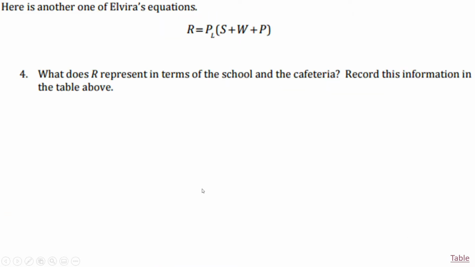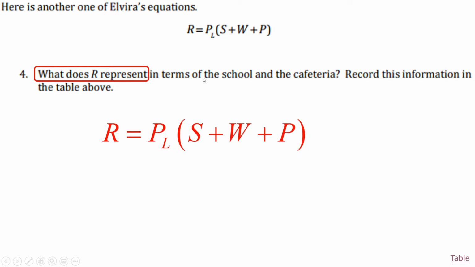Here's another one of Elvira's equations. Oh, look, and they're using subscript notation there too. R equals P sub L times the quantity S plus W plus P. What does R represent in terms of the school and the cafeteria? Record this information in the table. All right, what does R represent? Well, let's see. I'd need to know what P sub L represents right here. Okay, so P sub L.